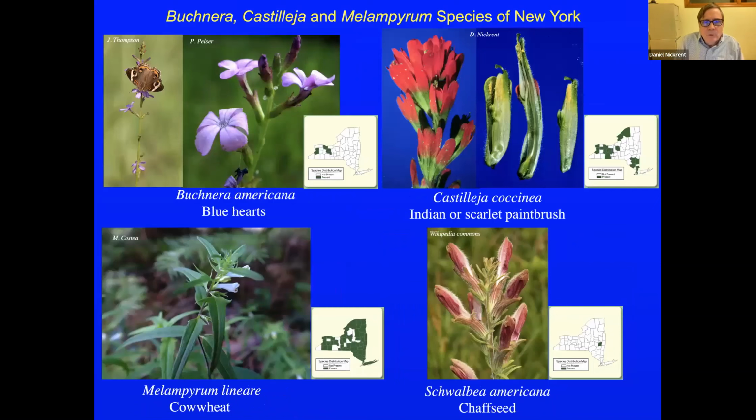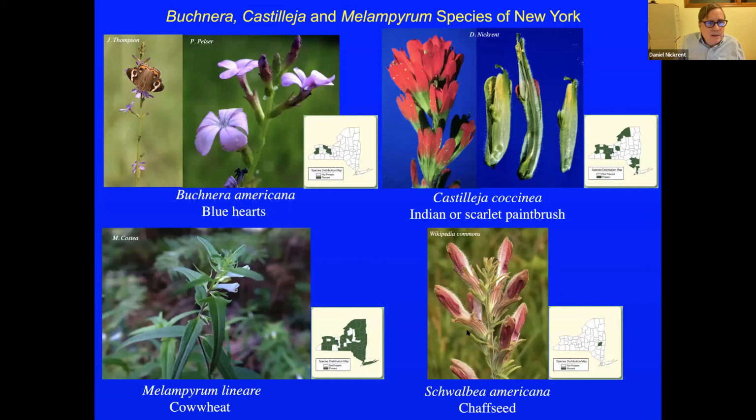Other Orobanchaceae, the genus Buchnera. It has a scattered distribution from Texas all the way to the east and north into Canada. But as you can see, it's not that common in New York. And in fact, from what I've read, it's on the decline in most states, which is really too bad. This is called blue hearts.